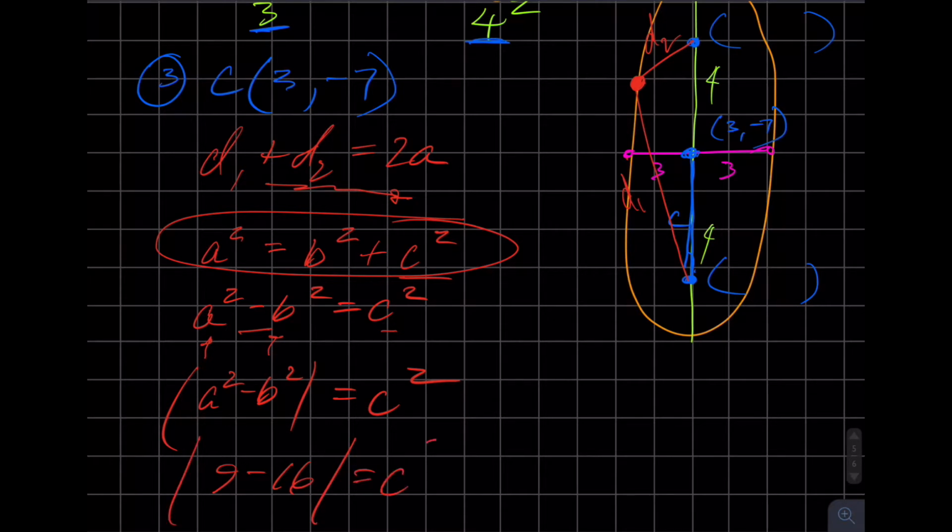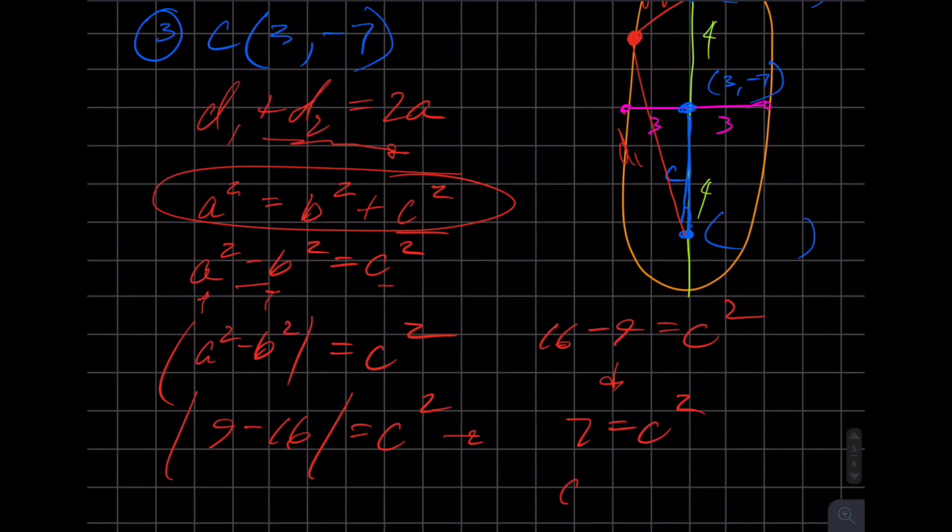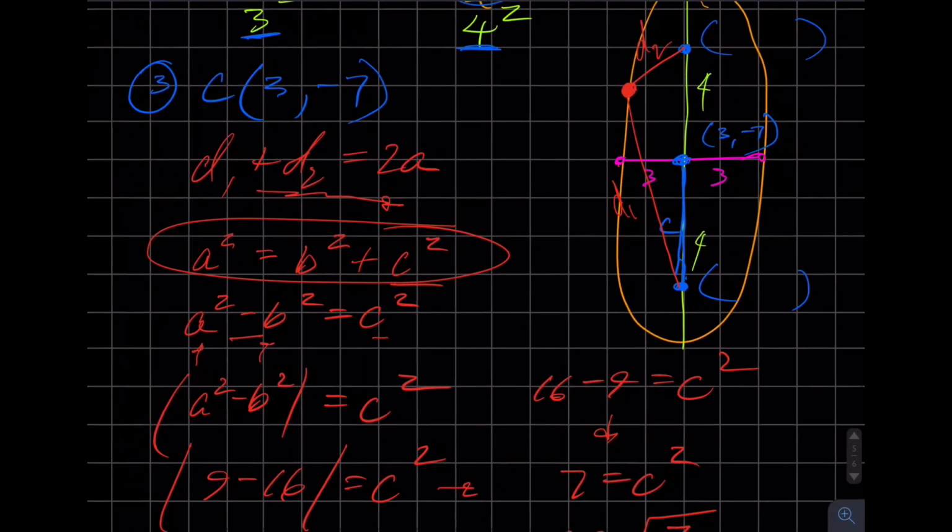Absolute value equals c squared. Or if you prefer, 16 minus 9 equals c squared. It doesn't matter, we get the same thing, right? So 16 minus 9 is 7, so I get 7 equals c squared. Take the square root of both sides, and I get c equals plus or minus the square root of 7, but we disregard the negative because it is a distance. So c is equal to the square root of 7.